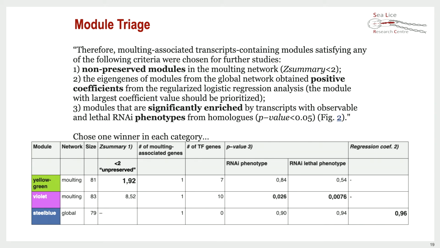So which modules did we choose? We didn't have enough resources to evaluate all 8, so we chose 3, the best ones for each criterion. Here's the yellow-green unpreserved molting module. Violet is chosen for being enriched in phenotypes, and steel blue was selected for strong correlation with the phenotype, with molting.